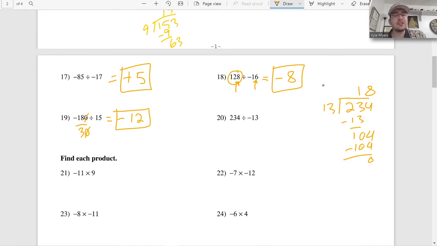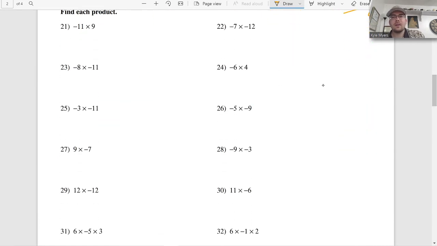Now, it's not just 18 though, because I kind of broke my own rule here. We had to do positive divided by a negative is a negative, and then it would be 18. Don't forget your sign. Okay, next one.